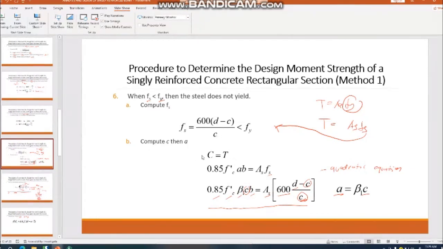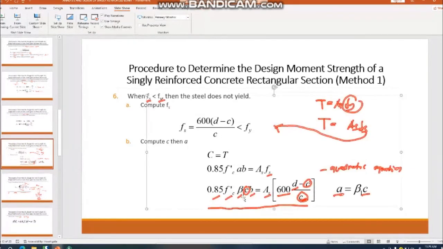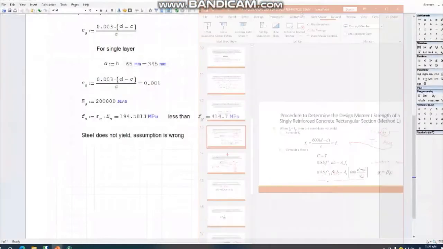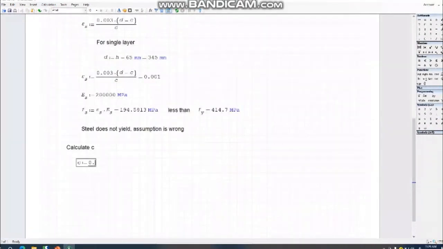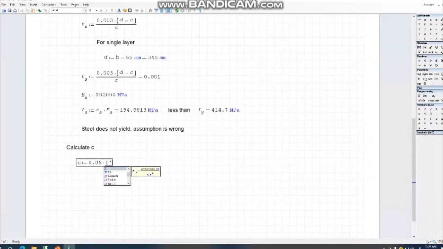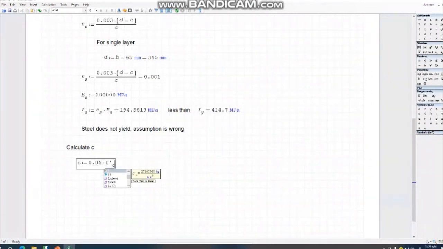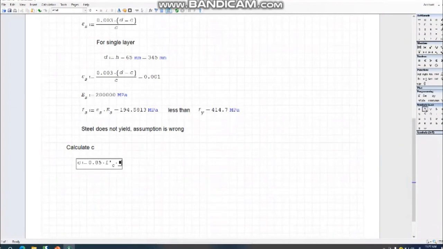So, instead of computing A, what we do first is use the formula. We have to calculate C before we can calculate our A. So, let's compute it. To do that, calculate C. 0.85 times Fc prime. So, our A, we will replace it with C. Our A is beta 1 times C. So, 0.85 Fc prime times A would be equivalent to 0.85 Fc prime times beta 1 times C. Multiply also by B.